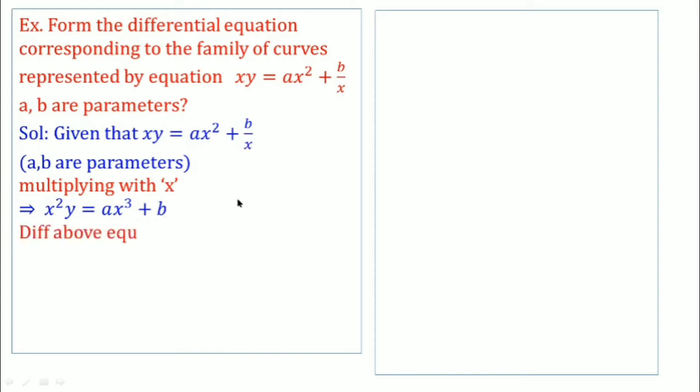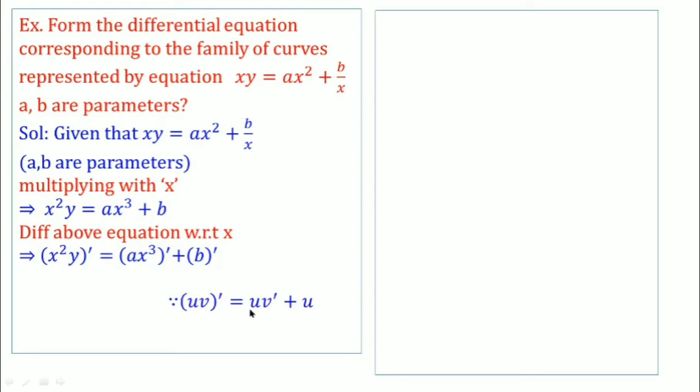Now we differentiate the equation with respect to x. So here we apply differentiation of this term plus the other. So here we apply the u × v formula again, u × v formula for this term.